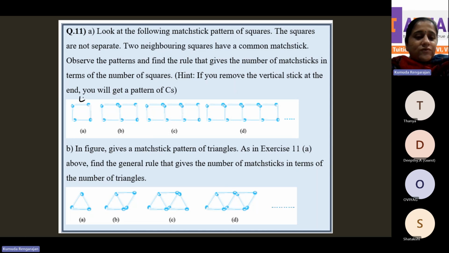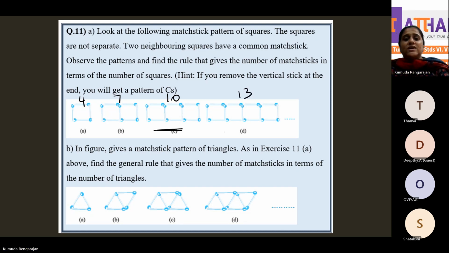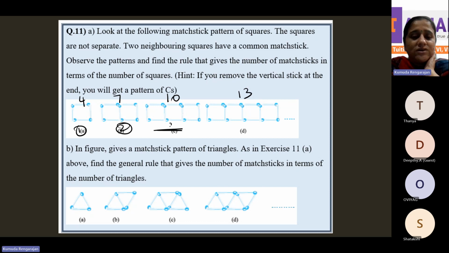And you can see here we need 4 sticks. Here we don't need 8 sticks, we need only 7. And for the third one, you don't need 12 sticks, you need only 10 sticks. For this one, you need only 13 sticks. So this is the first one, this is the second one, this is the third one, this is the fourth one.